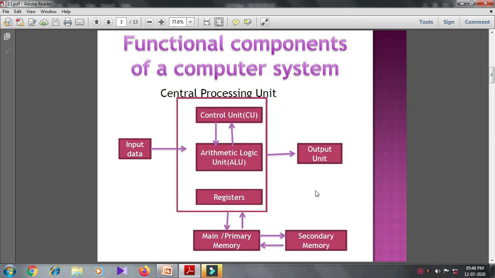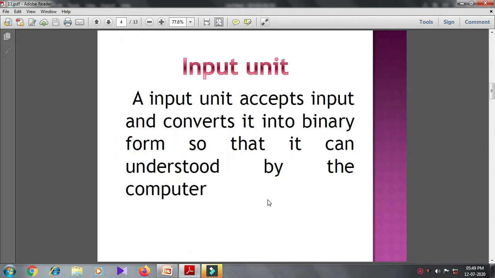This figure shows the basic structure of a computer. A computer receives data and instructions through input devices, which get processed by the CPU, and the result is shown through output devices. The main memory and secondary memory are used to store data inside the computer. The main memory holds the input and intermediate output during the processing. Let us discuss each unit in detail.